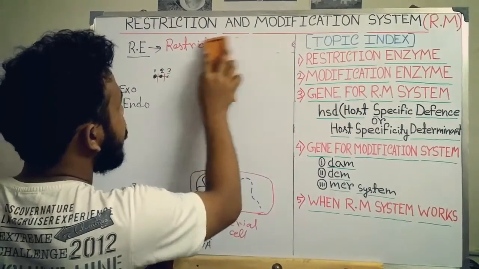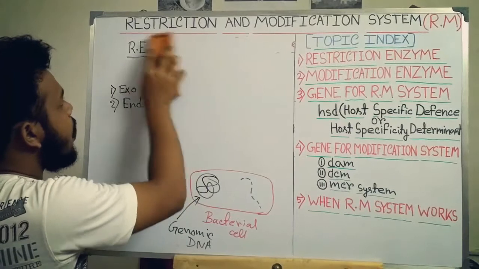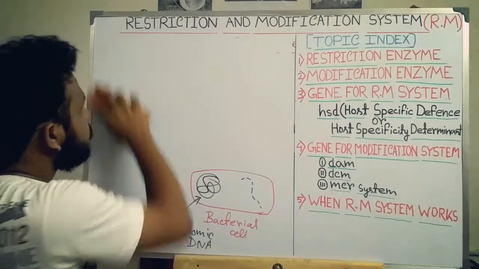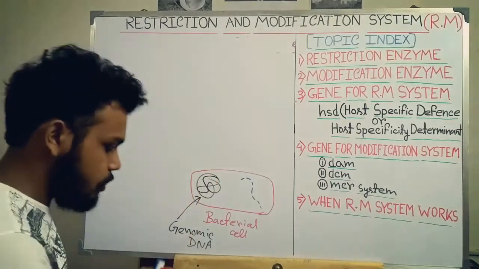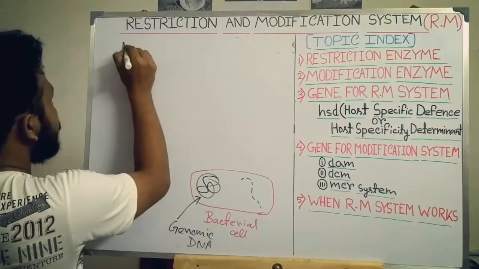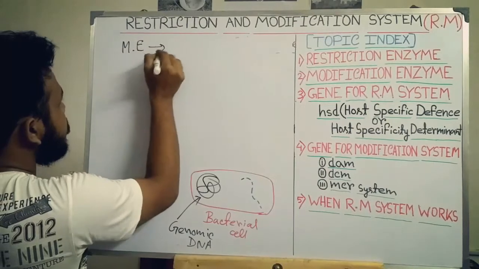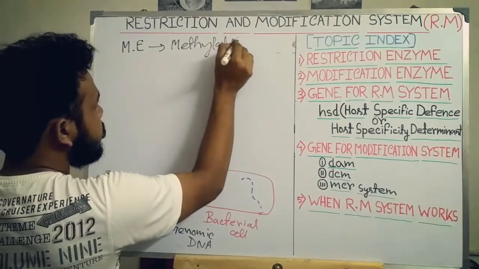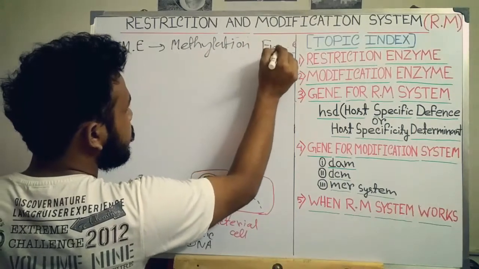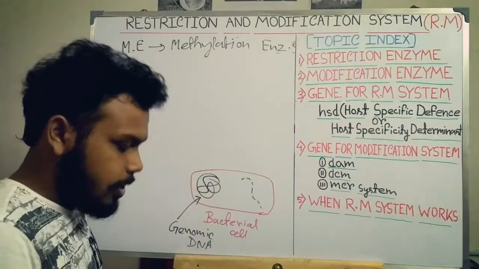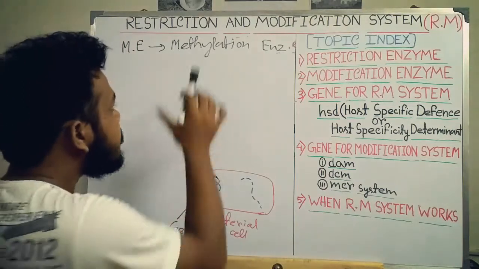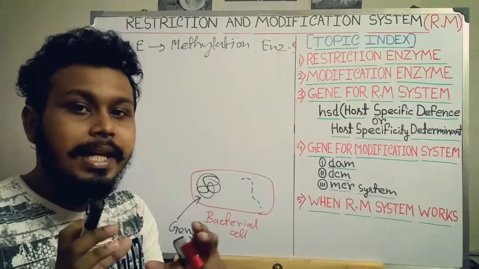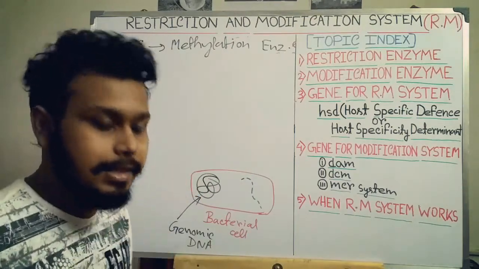This modification enzyme is also called the methylation enzyme. Modification enzyme is methylation enzyme. The name suggests that this enzyme modifies the DNA by methylating the DNA strand.